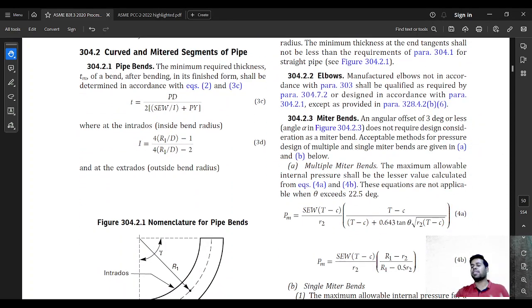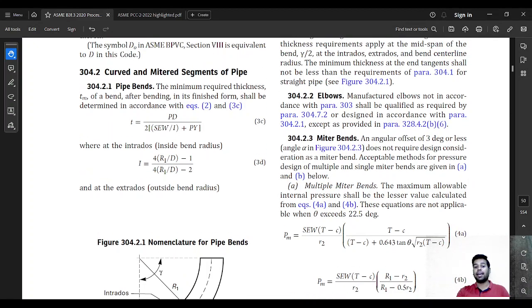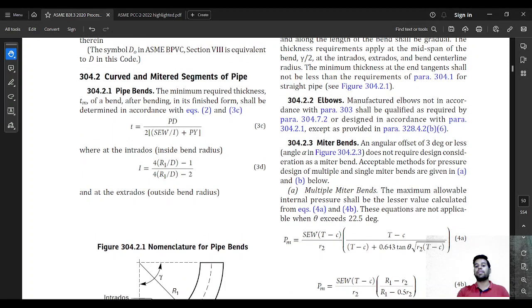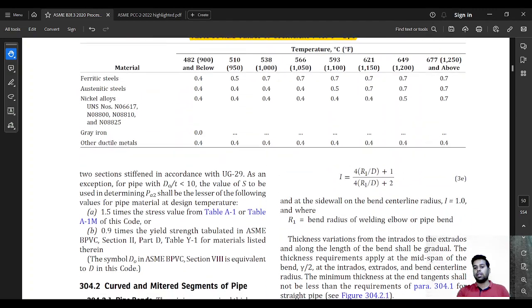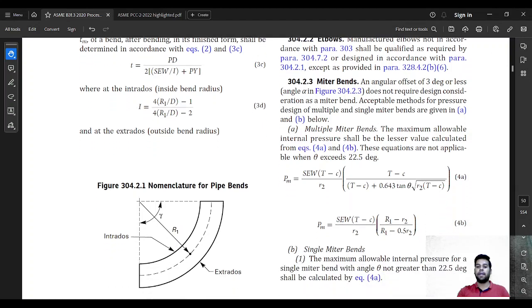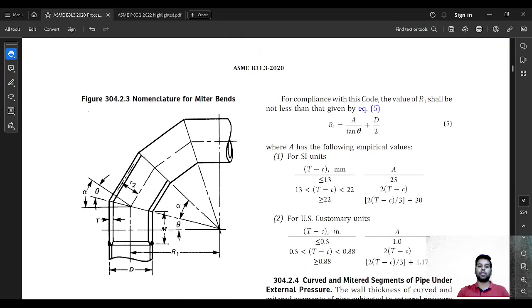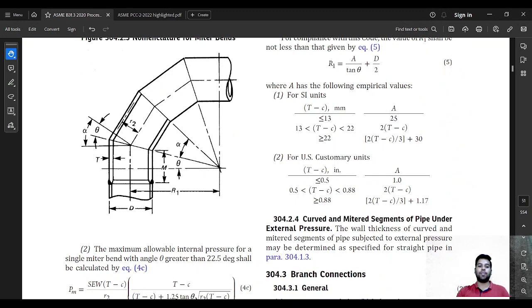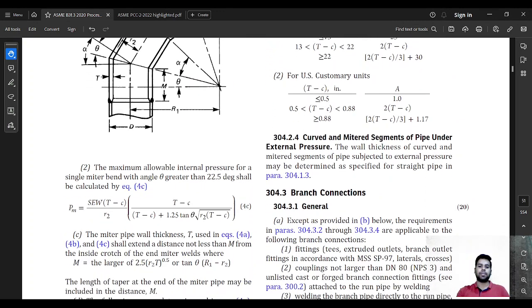Now there are some design requirements that are given for different spools. So you have curved and mitered segments of pipe, so curved, bend, or mitered elbow. How to make them is written here. What should be the thickness is written here. What should be the inside diameter or inside radius is written here. How elbows are to be made is written here. How miter bends are made is written here. So the designer needs to take all of these things into consideration. This is a miter elbow where 4 pieces of elbows are there and you'll be welding them as per the requirements.